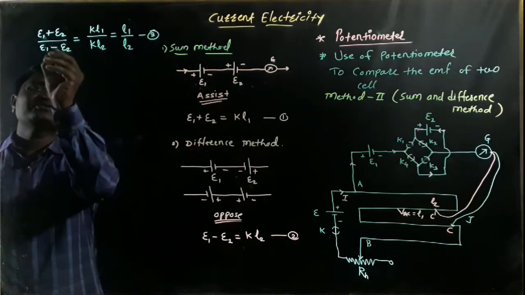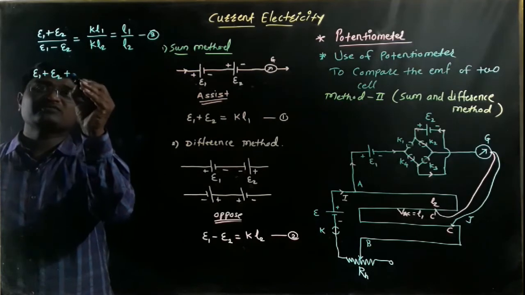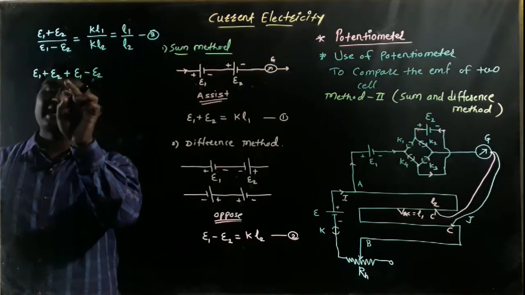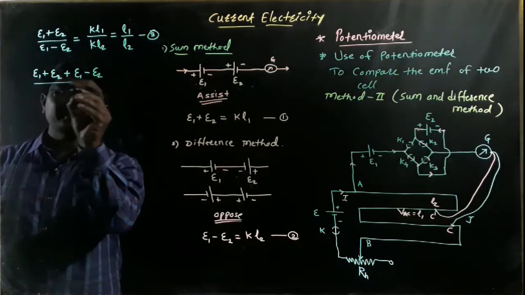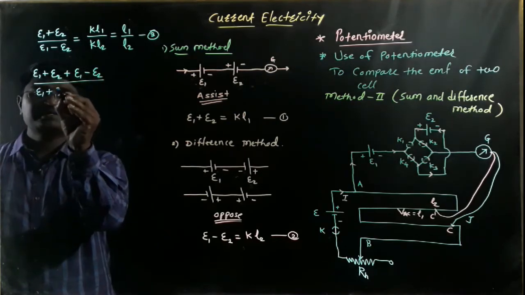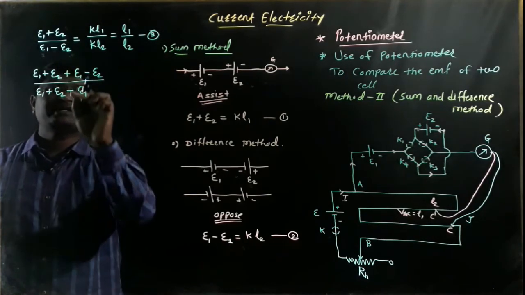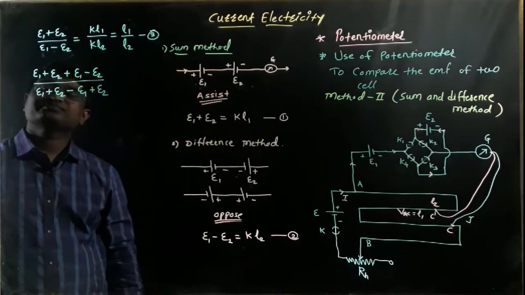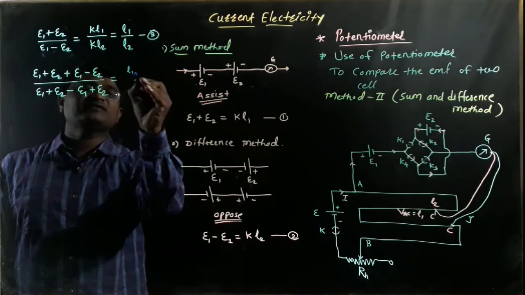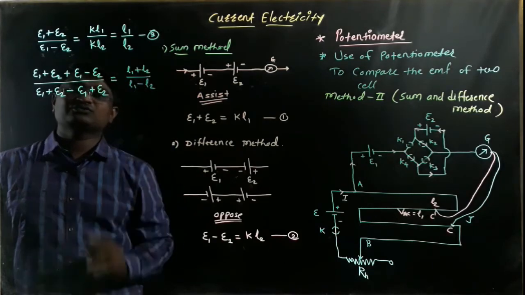Let's see here. The numerator is epsilon 1 plus epsilon 2, plus the denominator epsilon 1 minus epsilon 2. Here the numerator and denominator are added in the numerator, and subtracted in the denominator. So it means epsilon 1 plus epsilon 2 minus, and the denominator epsilon 1, so minus minus gets plus, that is epsilon 2. And this is equal to L1, the numerator, plus the denominator L2, divided by L1 minus L2.